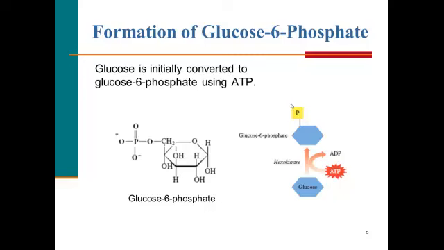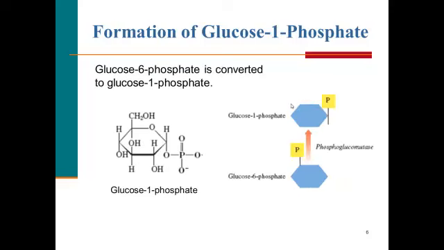Now when there's extra glucose around, the cells of our liver and skeletal muscle can take extra glucose and store it as glycogen. In order for that to happen, there's going to be an isomerization where the phosphate is relocated from carbon 6 to carbon 1. That's going to be converted by an enzyme called a mutase. So the glucose molecule goes to glucose 1-phosphate.